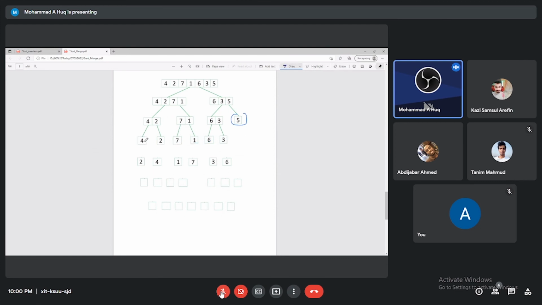Now what we have to do, we have to compare which one among them is the minimum. Which one is? Two, sir. Yeah, 2. So this will come here, this will come here. Okay. 7 and 1. Which one will come first? 1, and 7 will go there. 6 and 3. 3 will go there. 6. Okay. Now we got that.